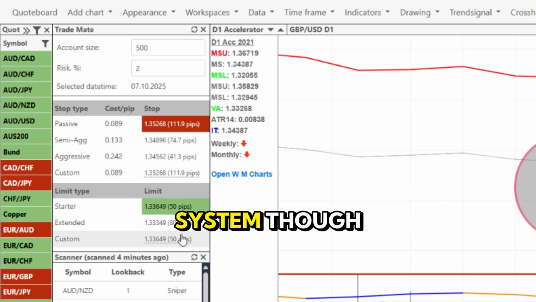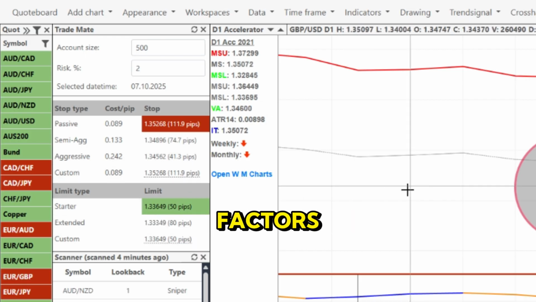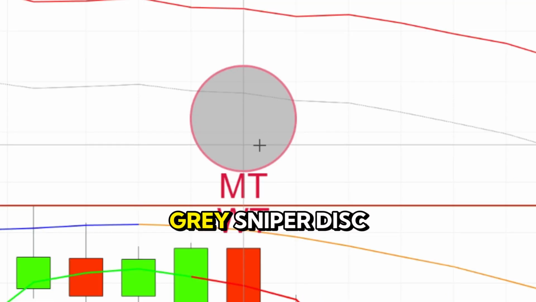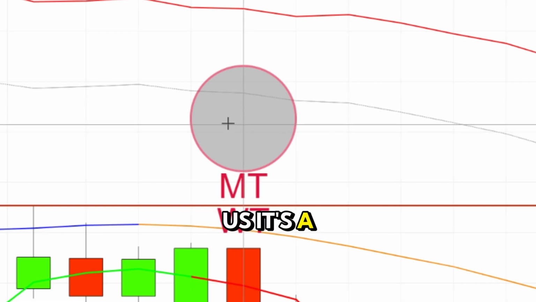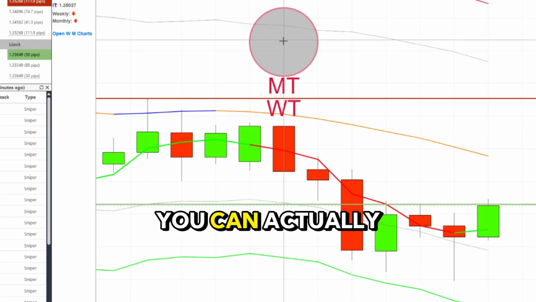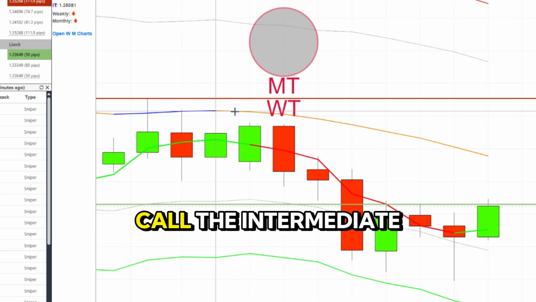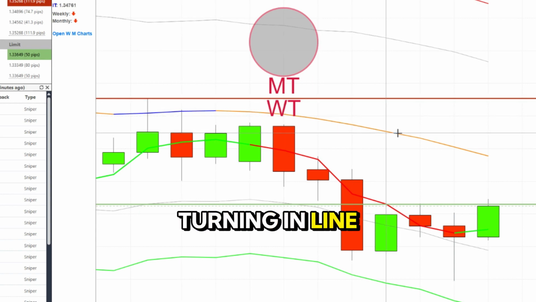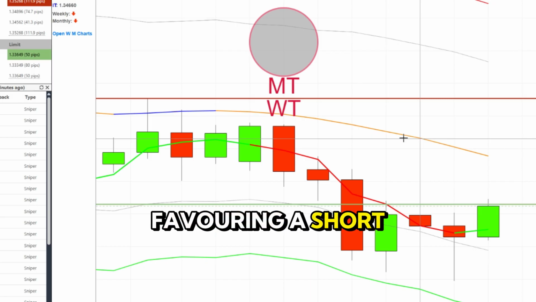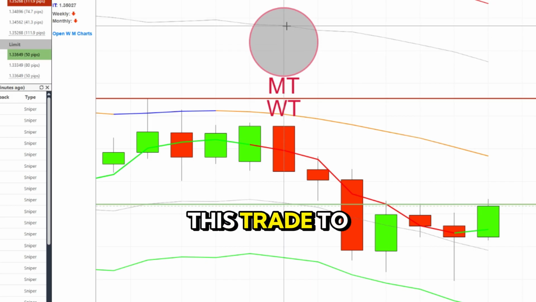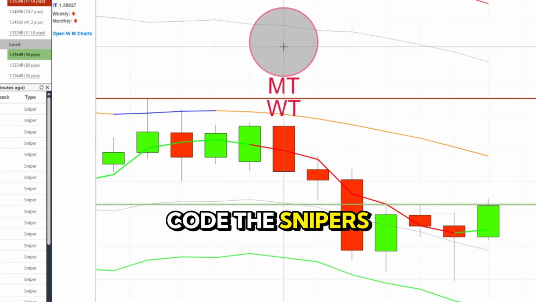As you get more into the system, though, you'll start to look for additional factors. So I'll list them off quickly. We have a grey sniper disc. This is telling us it's a continuation of momentum. You can actually see this elsewhere on the chart. We have this blue line turn over to orange. This is what we call the intermediate trend. Turning in line to orange means that we're favouring a short position, which is in favour of this trade to start with. We just colour code the snipers. It makes it a bit easier to see at first glance.